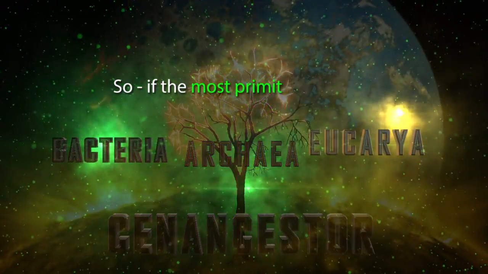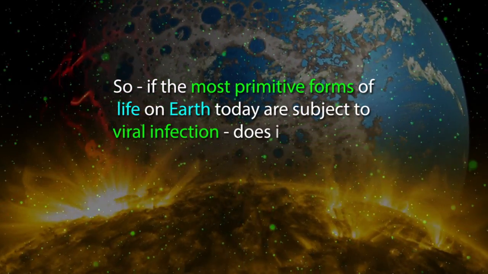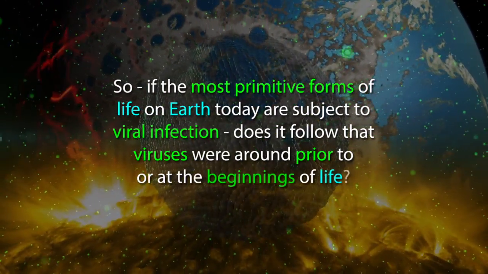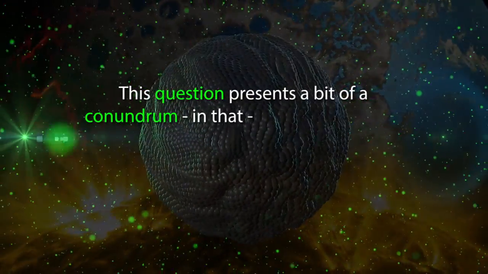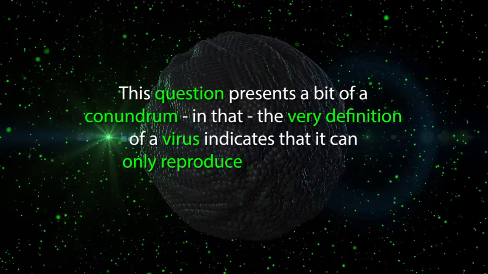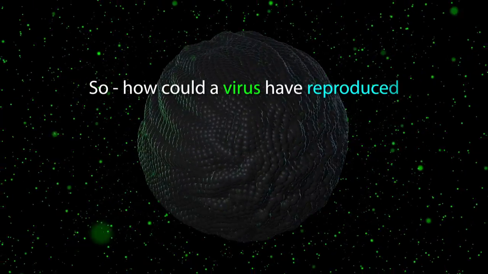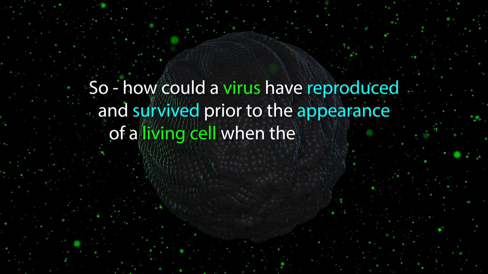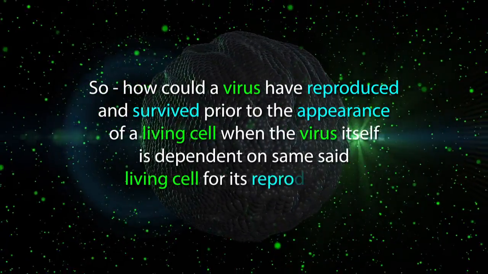So, if the most primitive forms of life on Earth today are subject to viral infection, does it follow that viruses were around prior to or at the beginnings of life? This question presents a bit of a conundrum in that the very definition of a virus indicates that it can only reproduce via a living cell. So, how could viruses have reproduced and survived prior to the appearance of a living cell when the virus itself is dependent on said living cell for its reproduction?